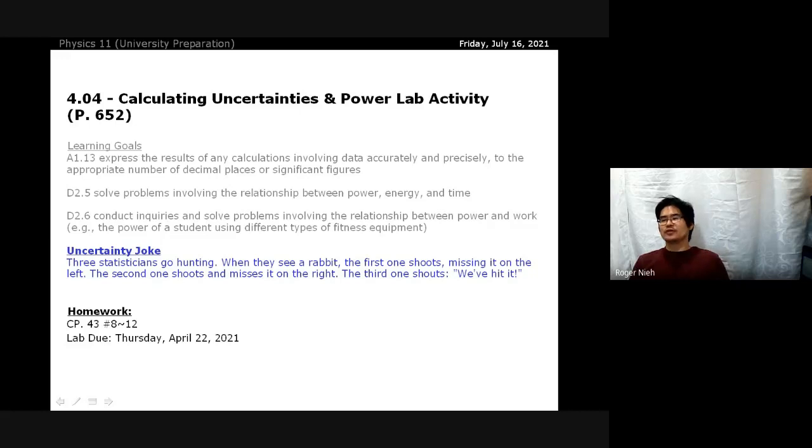Okay, why not? I'll just start off with this uncertainty joke. Three statisticians go hunting. When they see a rabbit, the first one shoots, missing it on the left. The second one shoots and misses on the right. The third one shouts, "Yeah, we hit it!"